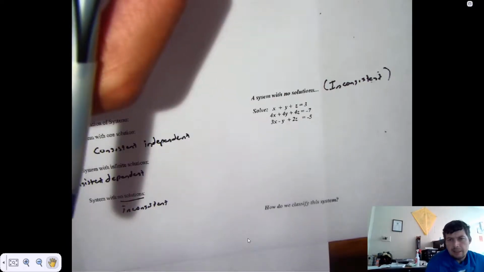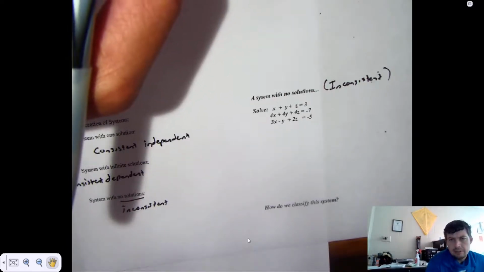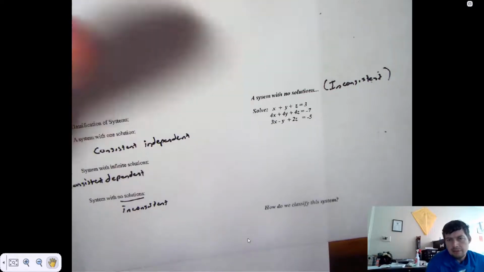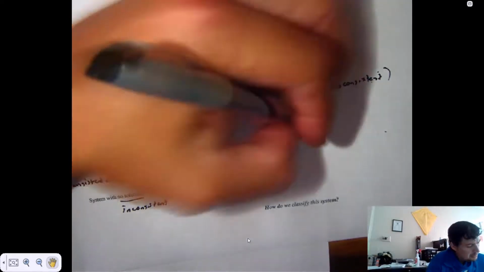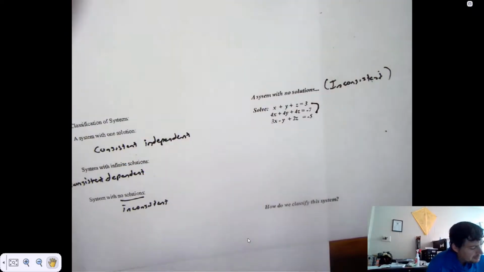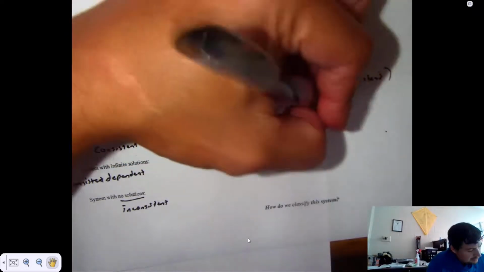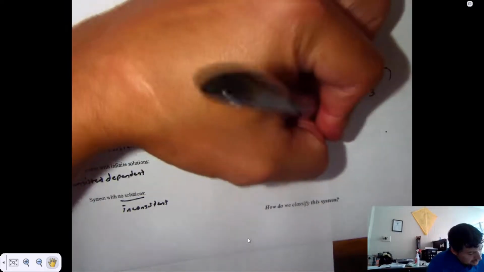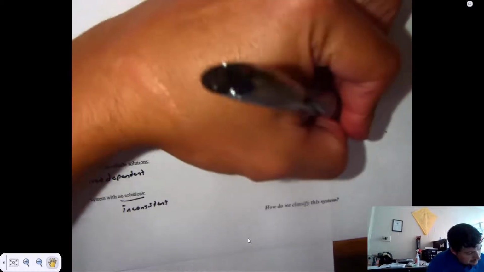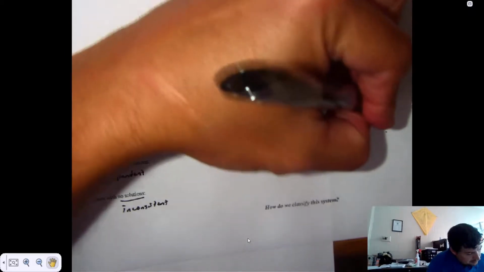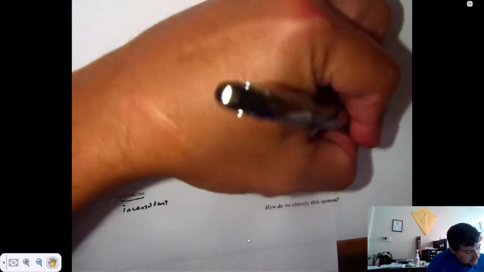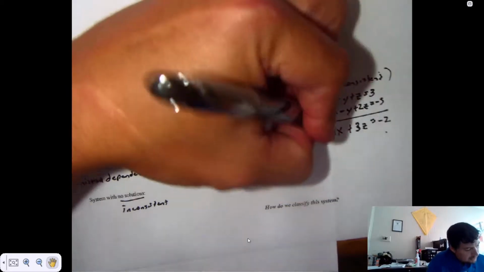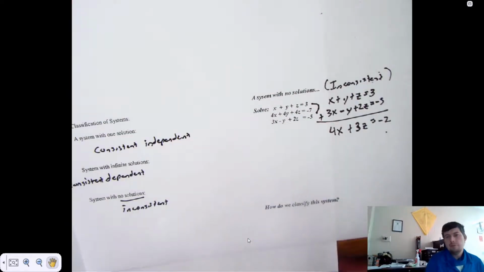Now, looking at it real quick, I think I'm just going to go after y. So I'm going to attack y and see what happens. I could just take the first and second equation and add them together, because that would eliminate a y. So that'd be 4x plus 3z is a negative 2. Now remember, you got to eliminate the same thing twice.